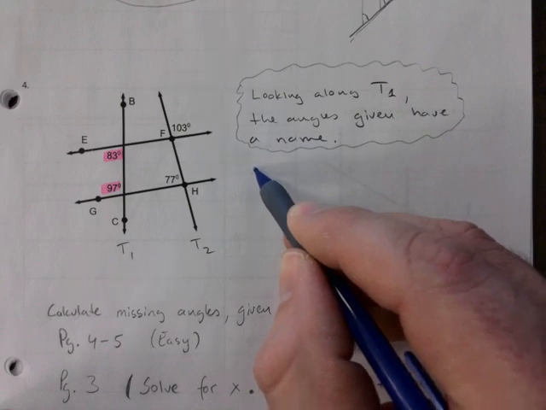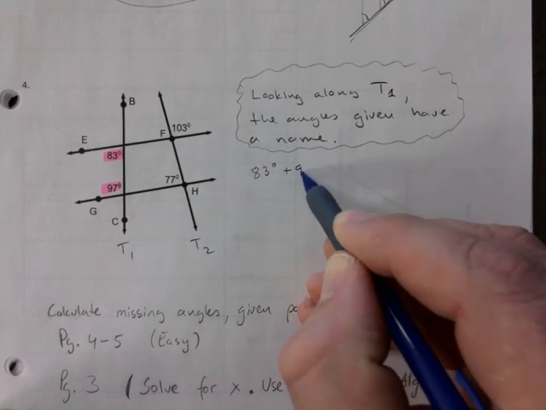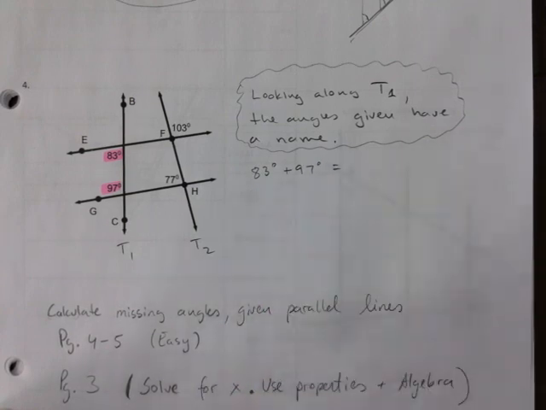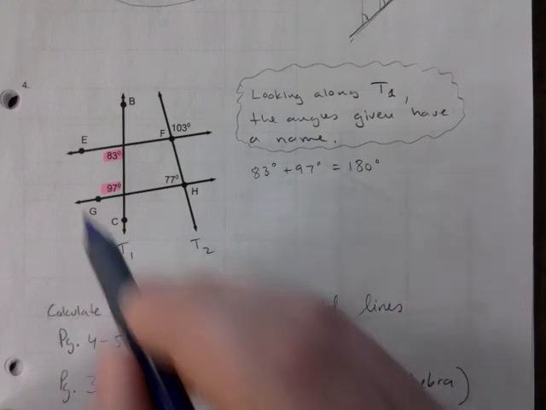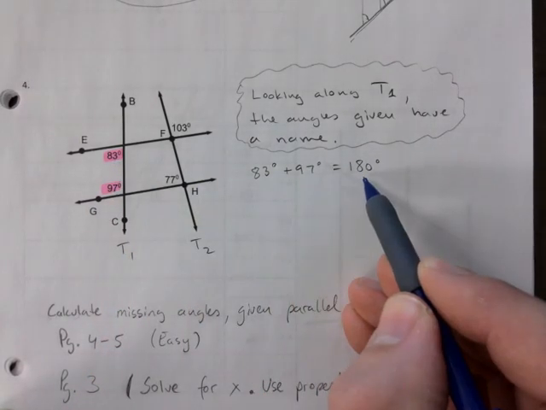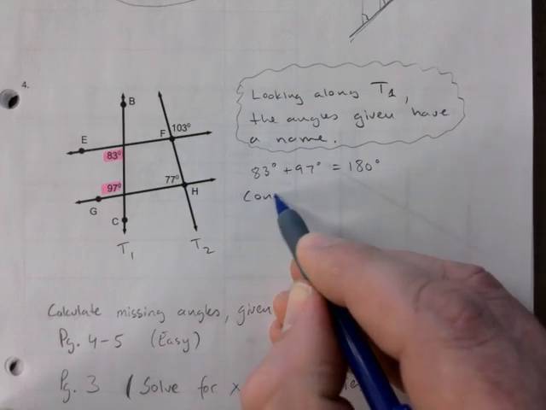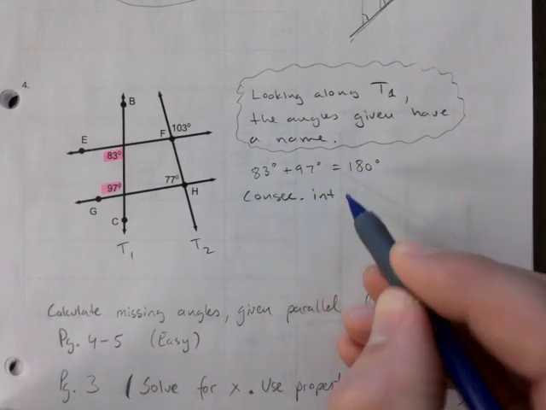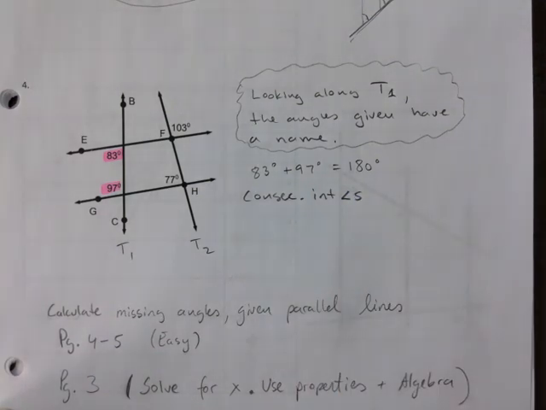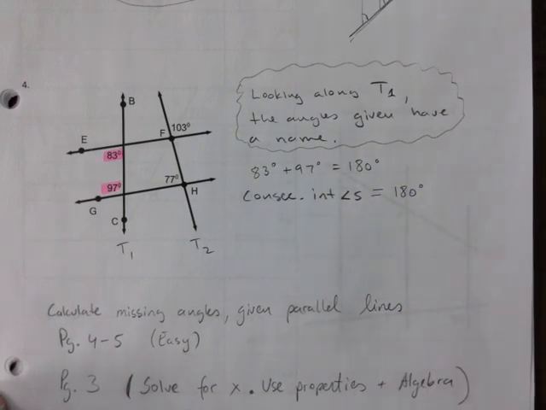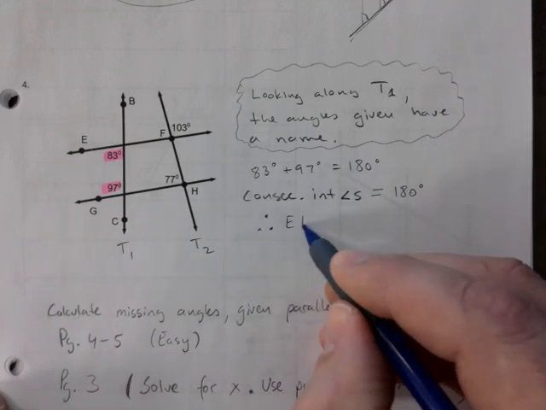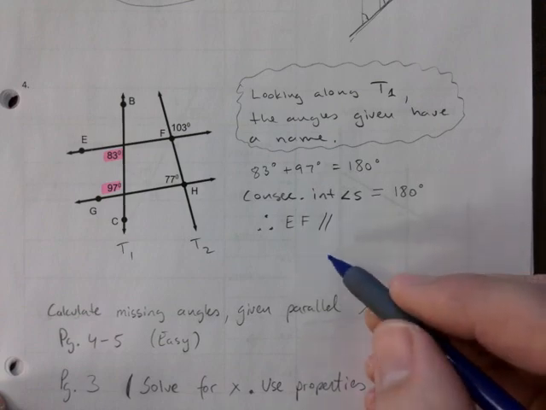Let's do a test here. 83 degrees plus 97 would be 180. So you just do a little test here because that's what you ultimately want. Consecutive interior angles. Mr. Dixon, could I have used CIAs? Yeah, you could. Consecutive interior angles are equal to 180. Therefore, EF is parallel to GH.